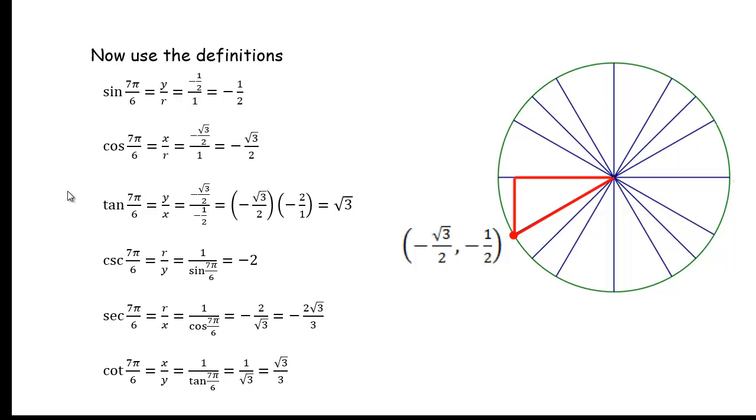And you can read the next three. The cosecant is negative 2, secant is negative 2 root 3 over 3, and cotangent is root 3 over 3. I think Course Compass wants you to rationalize all your values. So instead of writing 1 over root 3, you'd have to rationalize that as root 3 over 3. Let me just show you how to find one more reference triangle.